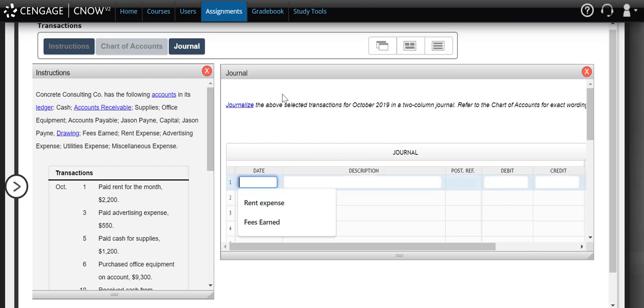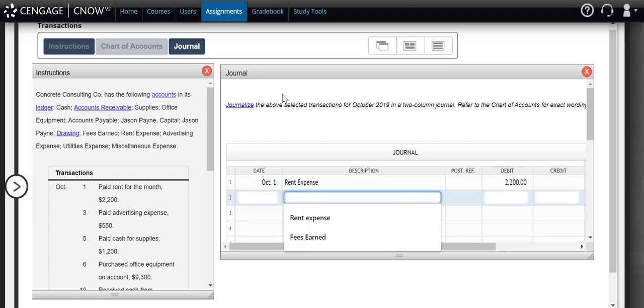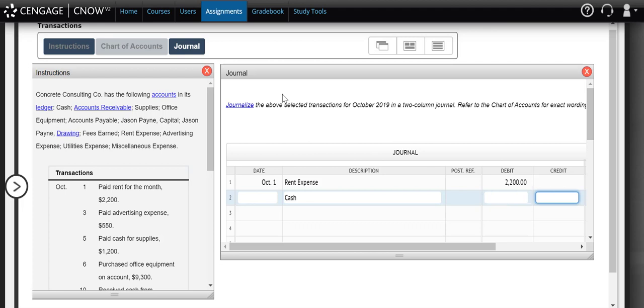So the first one we have is on October 1st. It tells us that we paid rent for the month of $2,200. Paid means that we paid something in cash. We've spent money, so we know our cash account is going to be involved, and what we're paying for is rent. So we have a rent expense account for $2,200. Remember, our expense accounts are always increasing, so they're always debits for us. And again, they said we paid it. Paid is in cash. Cash is an asset for us. When we spend money, we have less of it, and that decreases with a credit.